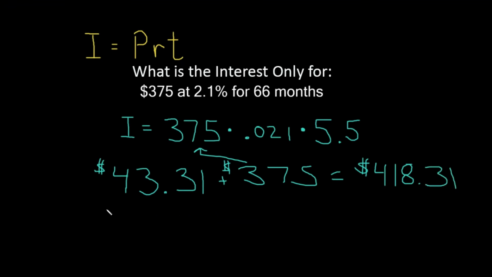So be aware of what it's actually asking you. If it's asking you for interest, then the interest was $43.31. If it's asking you for the total amount, then it's $418.31, because you have to take your principal and add the interest to it. Let's look at another one.